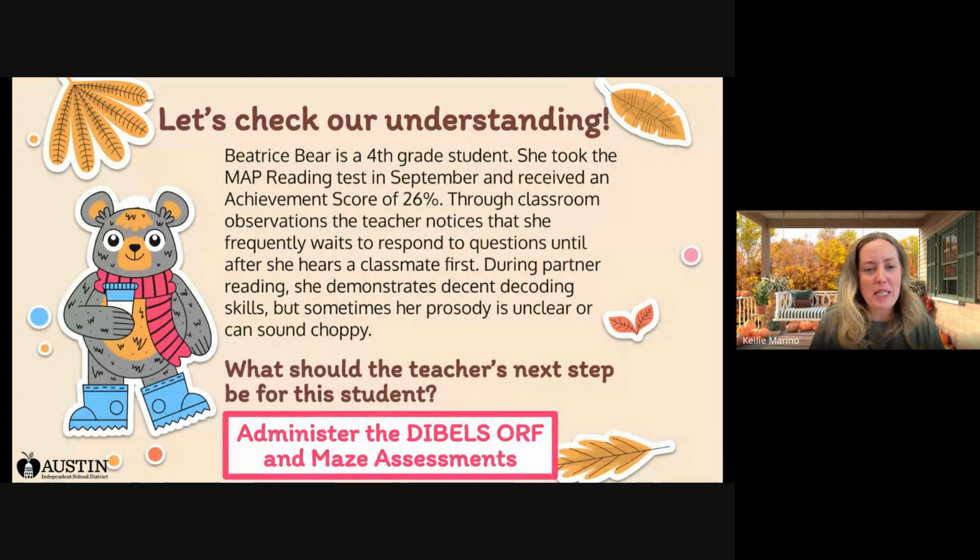If you and your team said that the teacher's next step was to administer the DIBELS, ORF, and MAZE assessments, you are correct. Because our achievement score is only 26%, she's below the benchmark of 30%. And the only other information I have is anecdotal notes and observation. So I want to make sure that I'm backing up those observations with quantitative data.